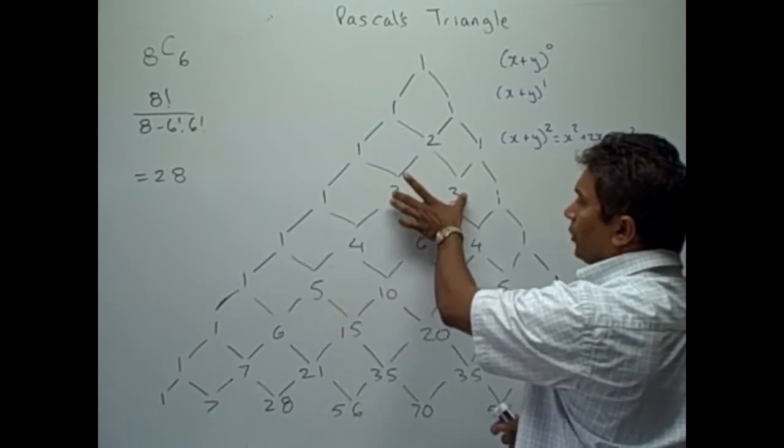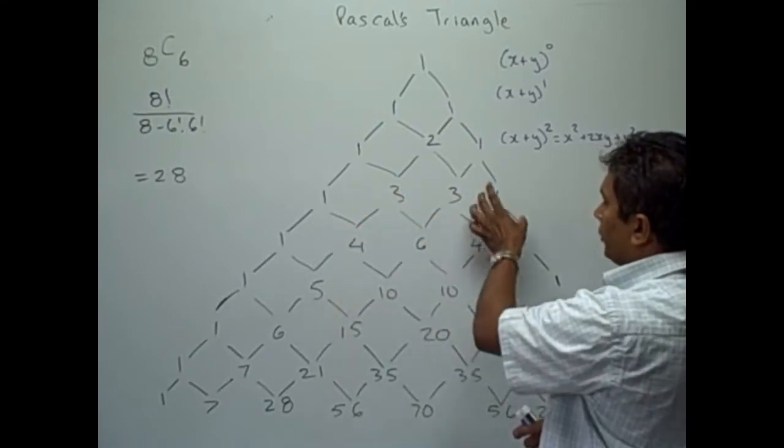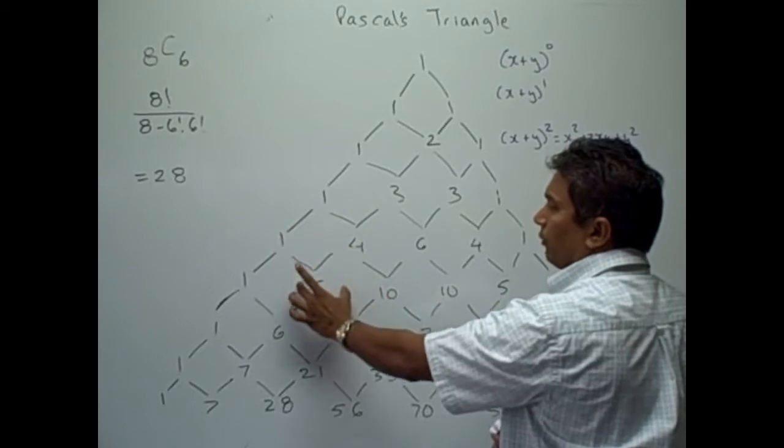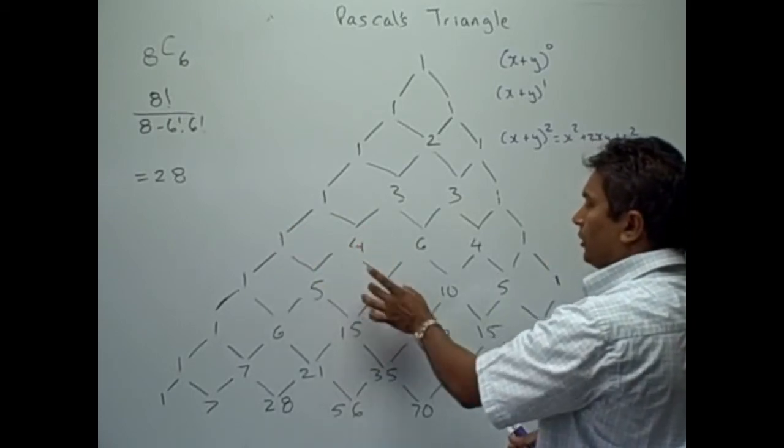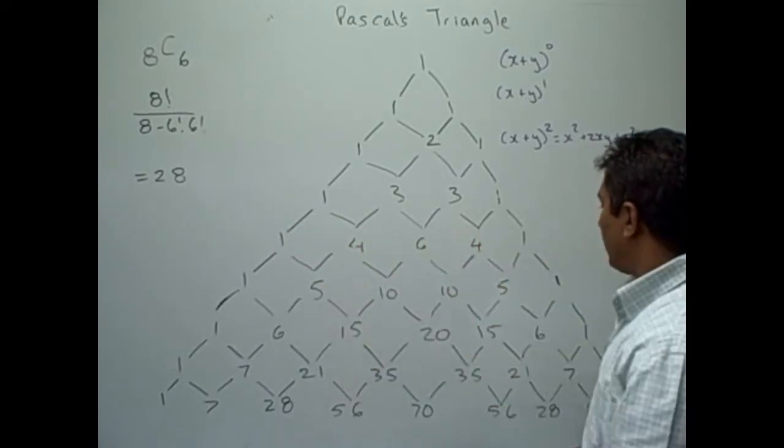1 and 3 will give us 4, 3 and 3 will give us 6, 3 and 1 will give us 4, and the ends are always 1. So we have 4 and 1 is 5, 6 and 4 is 10, 6 and 4 is 10, 4 and 1 is 5, and 1.